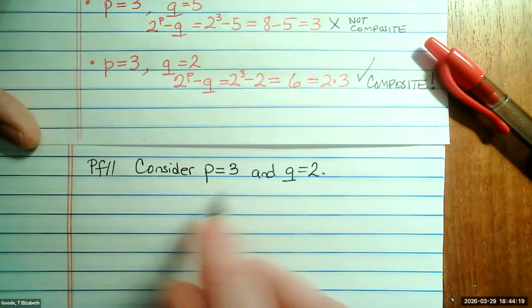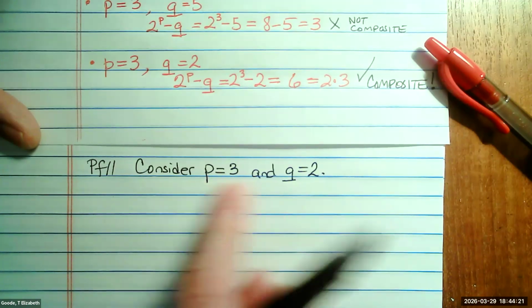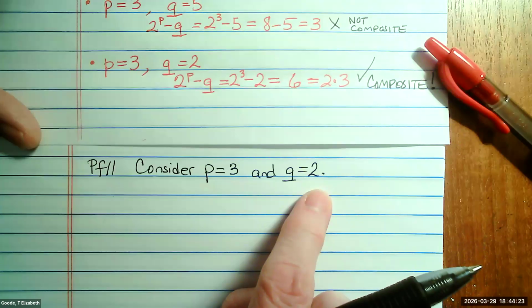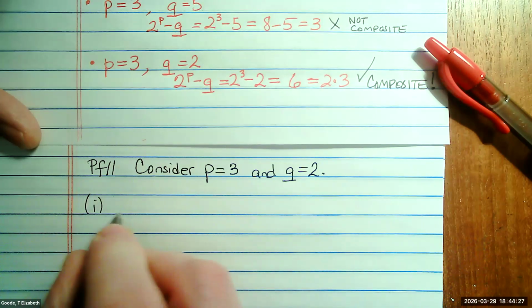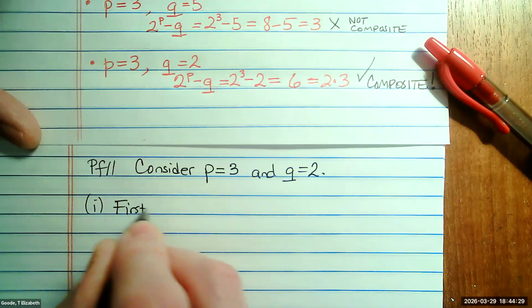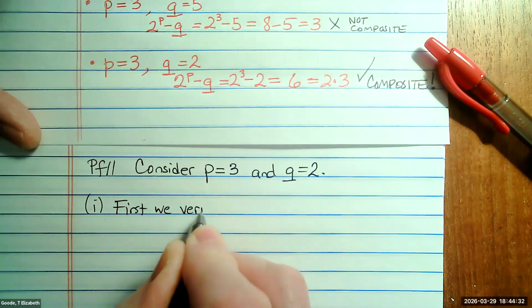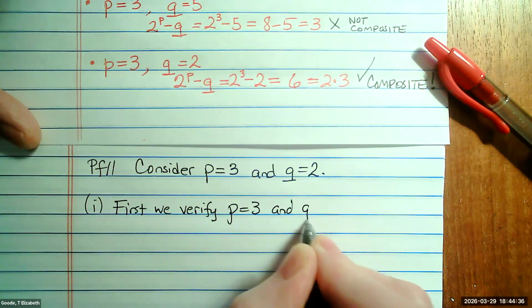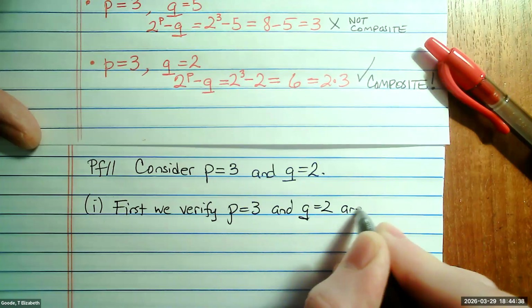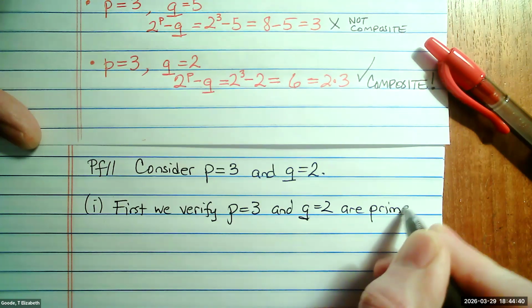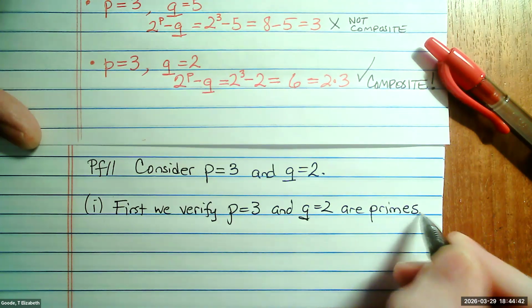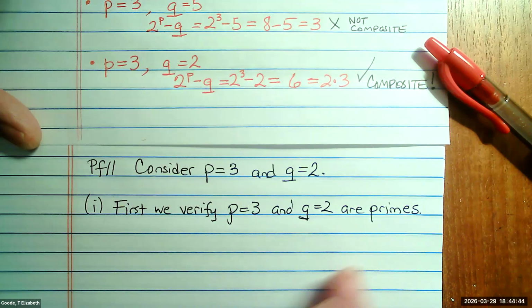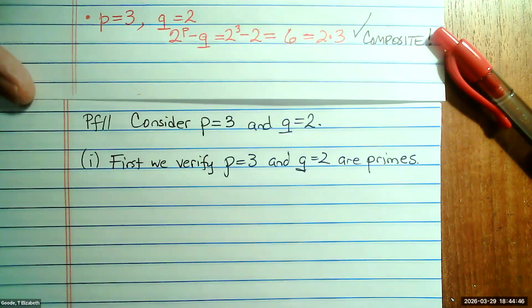So here we go. We have to verify that p and q are prime. That's a critical step in an existential proof. So first, we verify p equals 3 and q equals 2 are primes. And you can say prime or primes. It doesn't matter. They're both correct. English is weird that way.